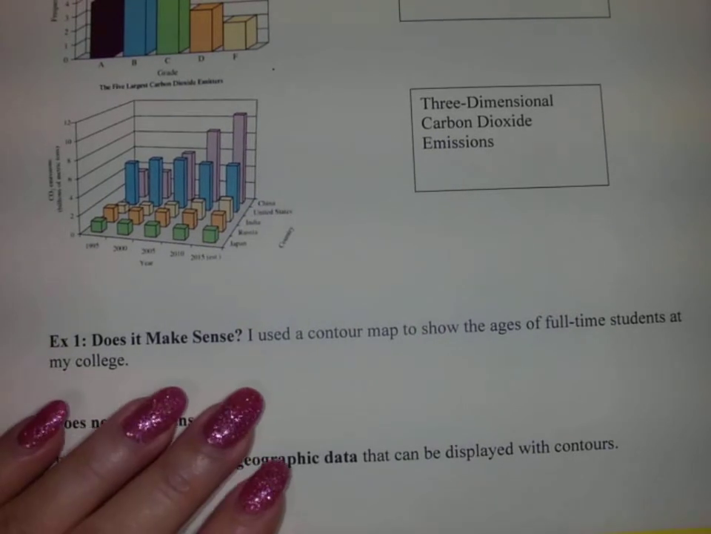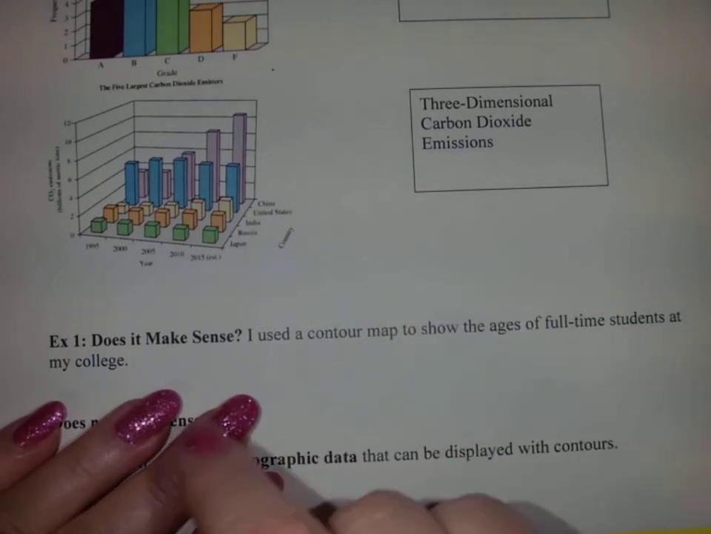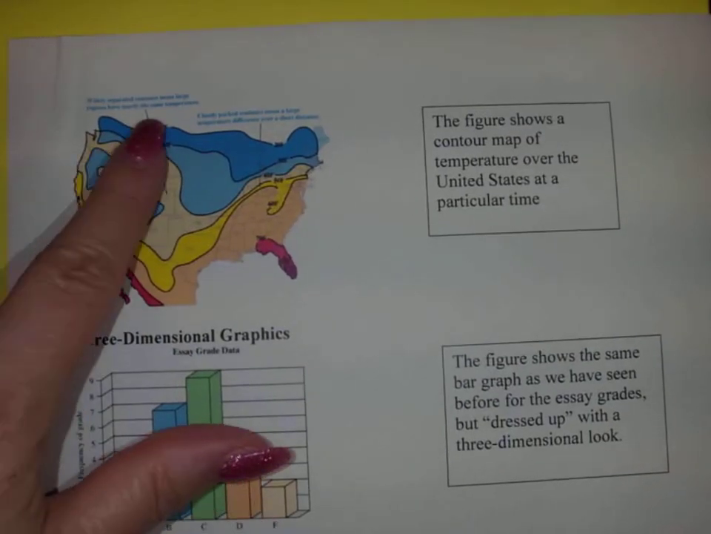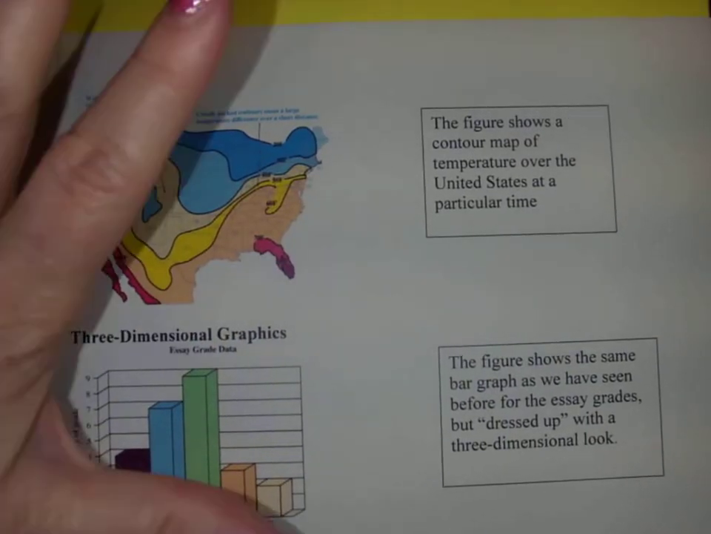All right, so we have one question in here. Does it make sense? I used a contour map to show the ages of full-time students at my college. So a contour map probably is not the best choice. That would be hard. A contour map is usually like we did for the temperatures, where it's over a place. But your age groups aren't going to be like the temperature groups up here. You can't just necessarily do your age groups that way because that's like over a map, right?